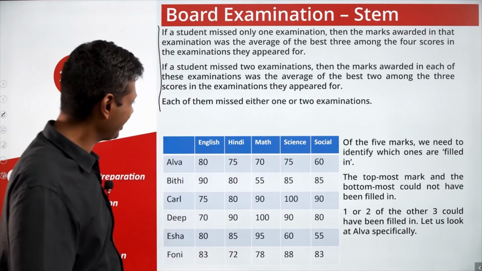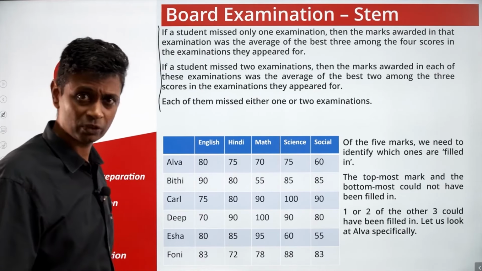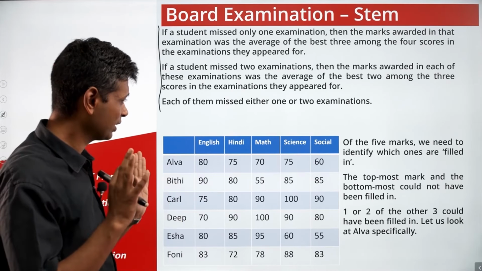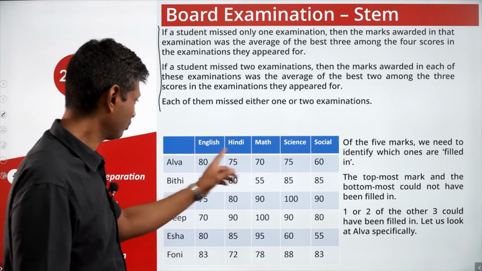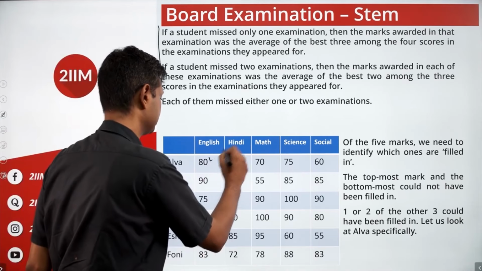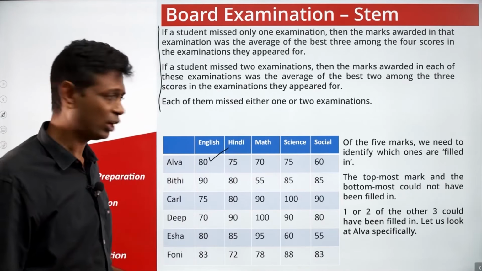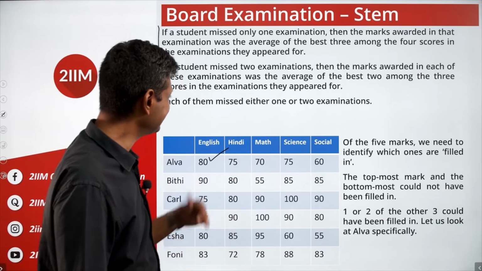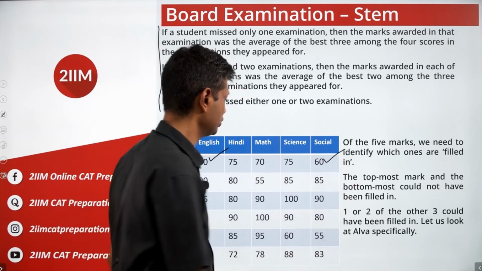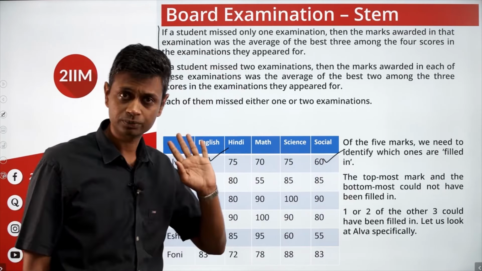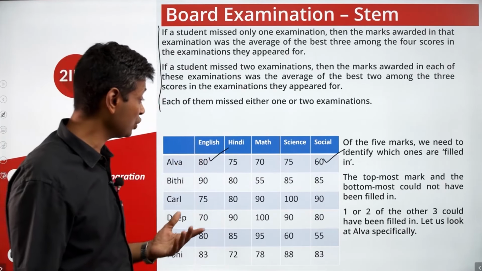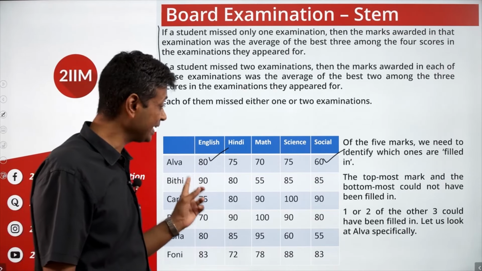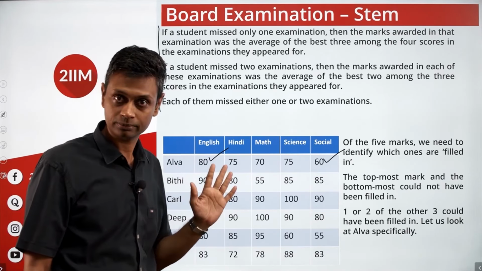Right? Straight away, if I know this is an average, it cannot be the maximum. So straight away, I can see Alva has taken the English exam. 80 cannot be the average of some 2 or some 3. Alva has taken the social exam. 60 cannot be the average of these two. Right? So the average is 80 and 1 more, or 80 and 2 more.